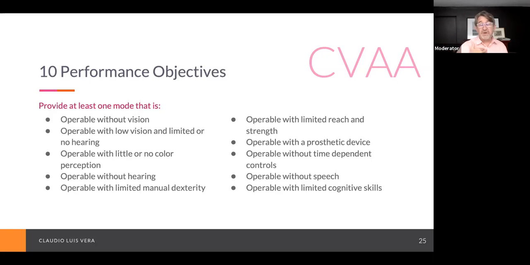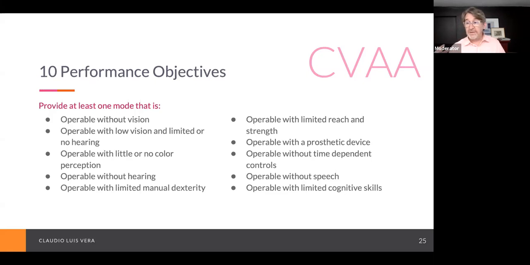So for instance, in the cruise company, we had housekeeping apps. Those needed to work for people with gloves, because obviously you don't want people taking gloves off to do housekeeping and then having to put them back on. So it also lists things like an app needs to be operable without vision, that is by a blind person, or with low vision and limited or no hearing, so they're able to magnify things, but they're not relying on a screen reader to read stuff for them.